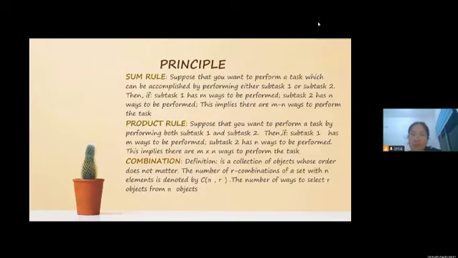Product rule. Suppose that you want to perform a task by performing both subtask 1 and subtask 2. Then if subtask 1 has m ways to be performed and subtask 2 has n ways to be performed, this implies there are m multiplied by n ways to perform the task. Combination definition is also important.